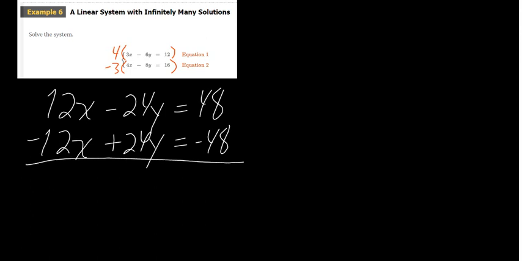Well, look at this. This zero's out, this zero's out, and this zero's out. So they all zero out, right? And we have a true statement now. Since we have a true statement, this must mean that these two lines are the exact same. Now let's look at the difference here.